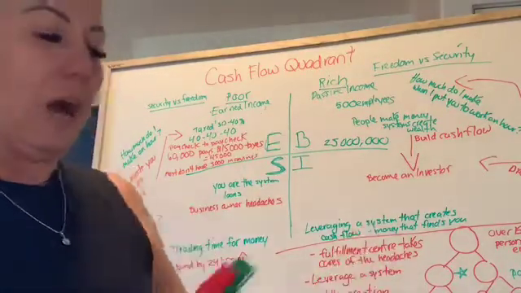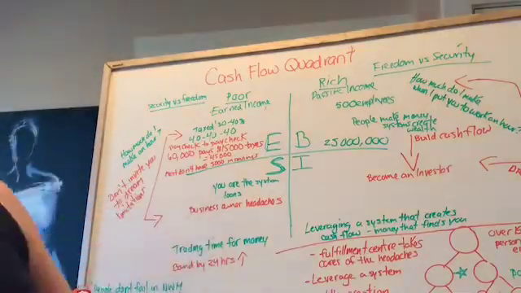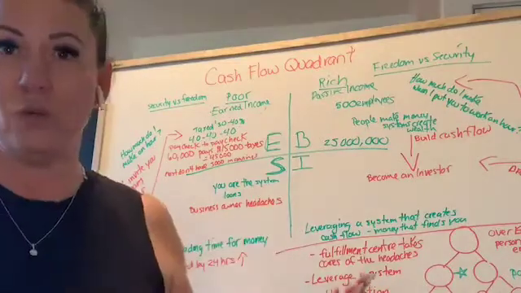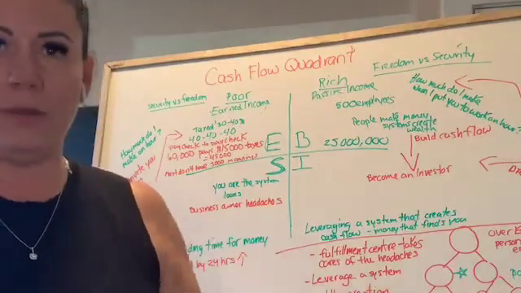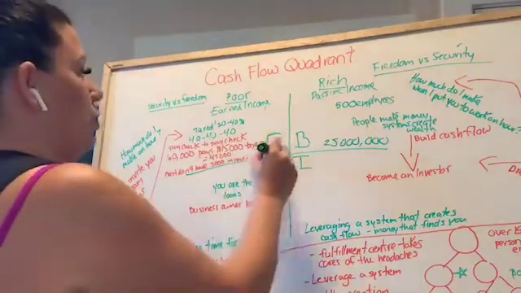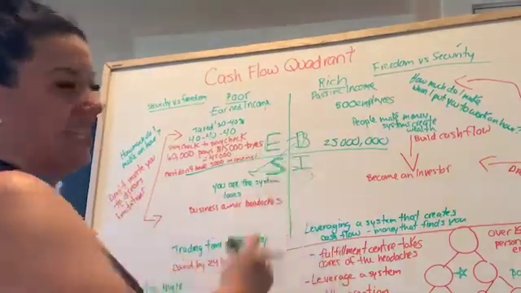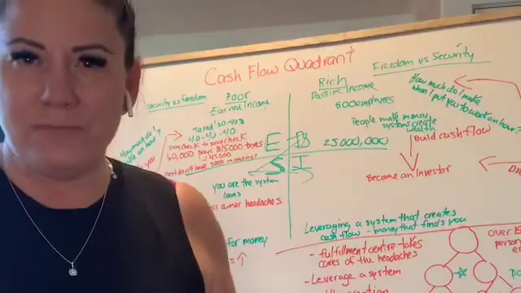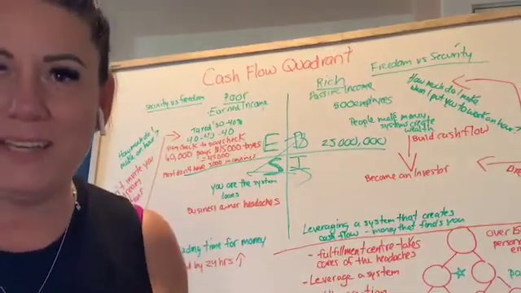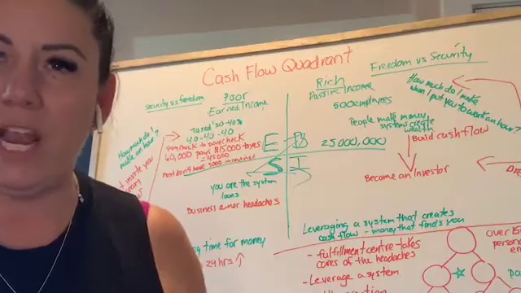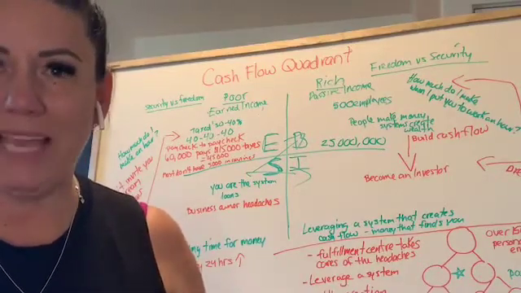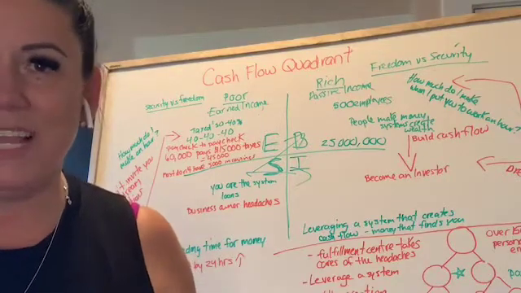How does the average person like you and me who went to school, got a good job, running the rat race, how do we move over to that side, to the rich side? Not only rich in money, but rich in time, right? Time should be your currency. Time is the most valuable thing you have, and it passes by and we can't get it back. Once it's gone, it's gone.